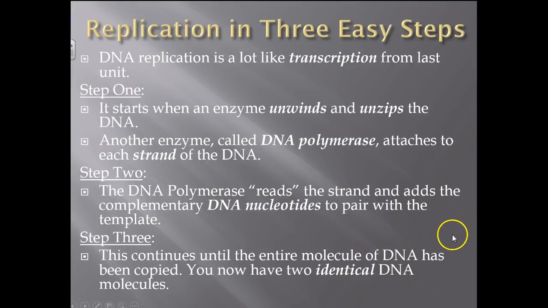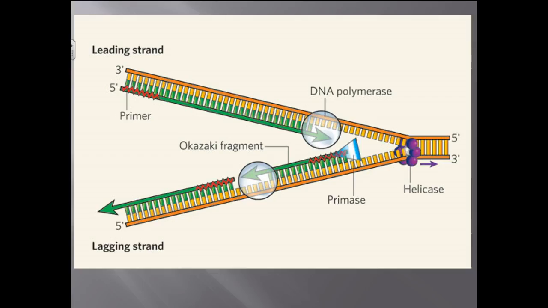You may remember that a nucleotide consists of three parts: the nitrogen base, a sugar, and a phosphate. By the time it adds all of these DNA nucleotides to that one strand, it has the sugar phosphate backbone that is on the other side of the DNA molecule. That continues until the entire molecule of DNA has been copied, and at the end you have two identical DNA molecules. So here's what an artist envisioned that looking like.